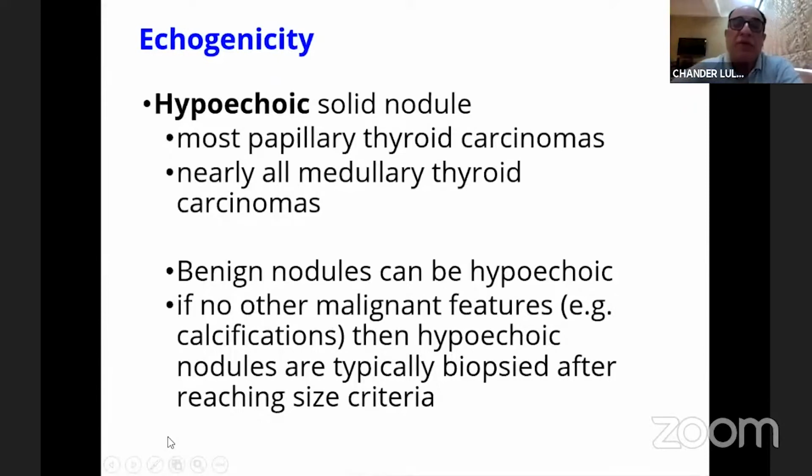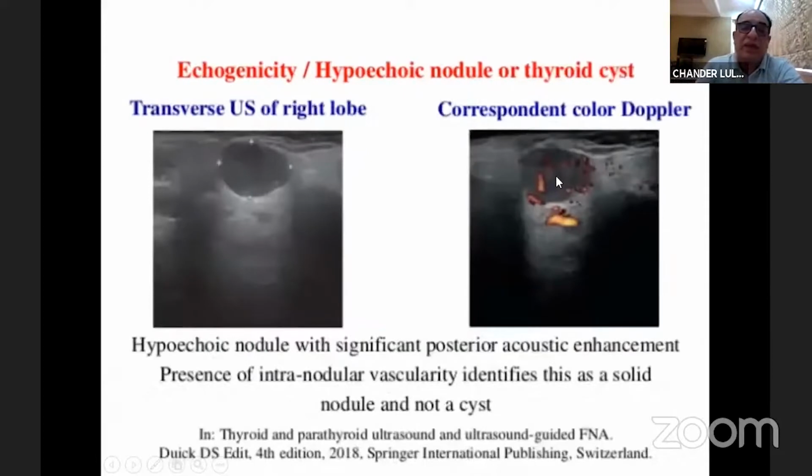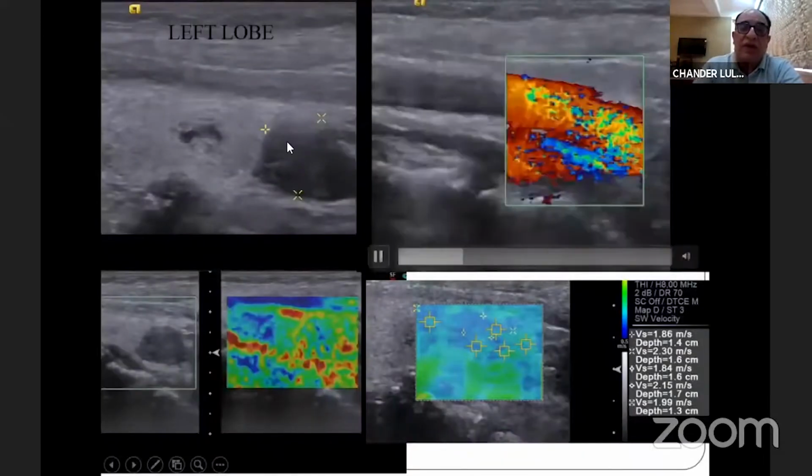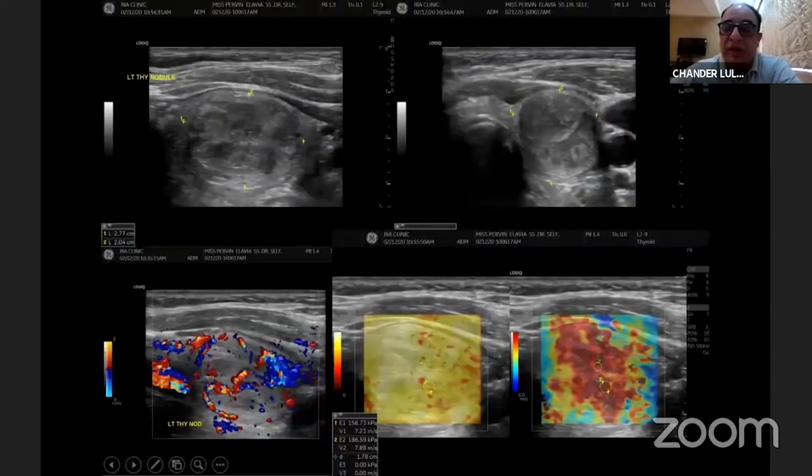So typically, if you have an extremely hypoechoic nodule, it is darker than the sternocleidomastoid. It may have a little irregular margin or lobulations with intense central vascularity. Then this is what is suspect. It has a lot of vascularity you can see here, and that is suspect for a malignant thyroid nodule.